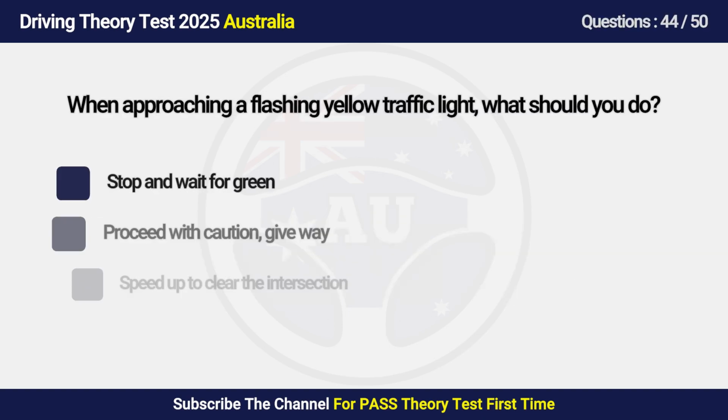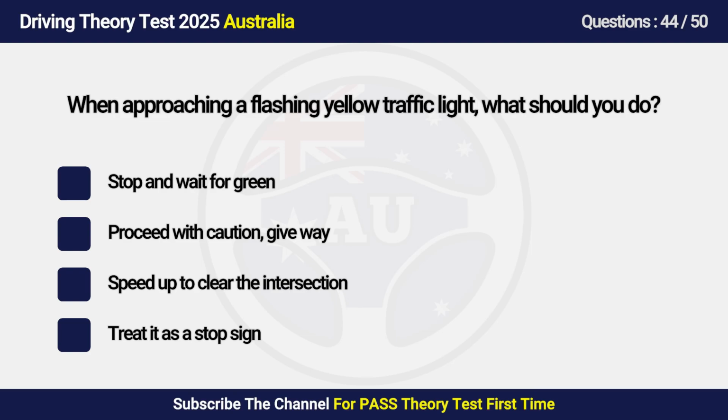Question 44. When approaching a flashing yellow traffic light, what should you do? A. Stop and wait for green. B. Proceed with caution, give way. C. Speed up to clear the intersection. D. Treat it as a stop sign.